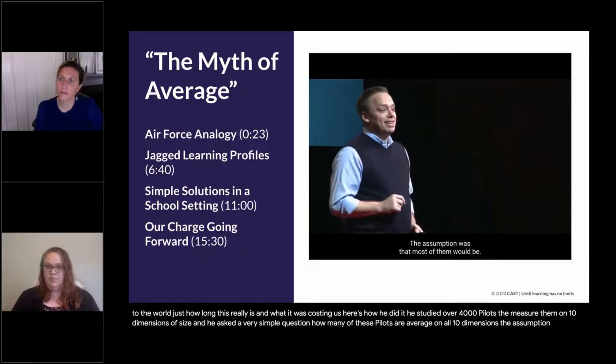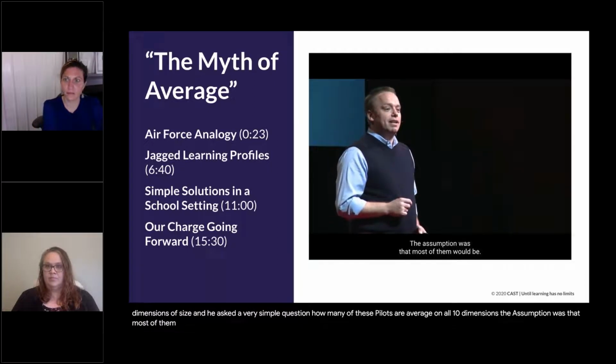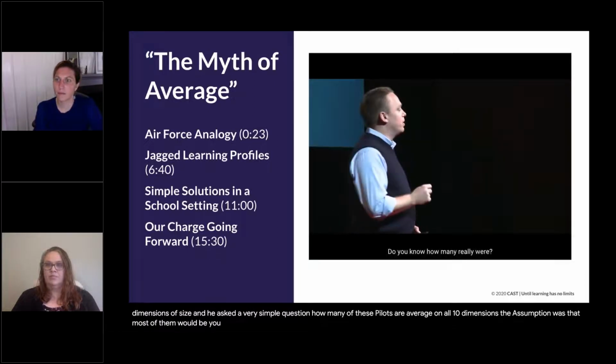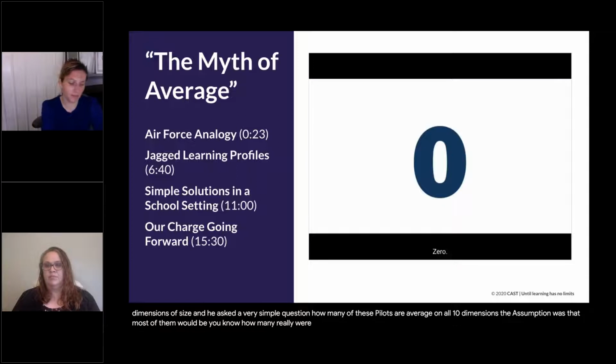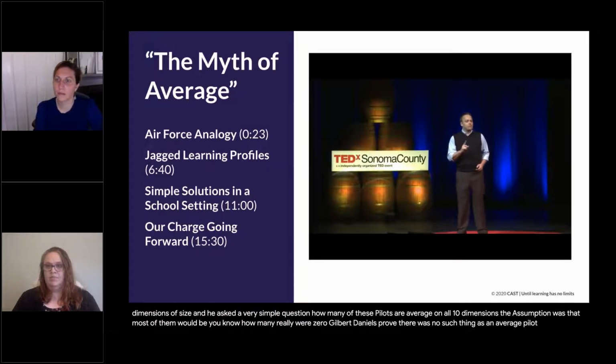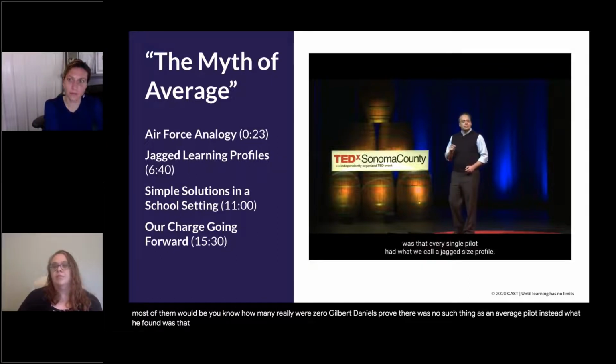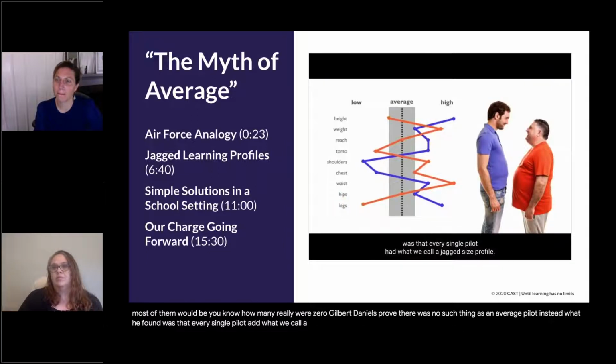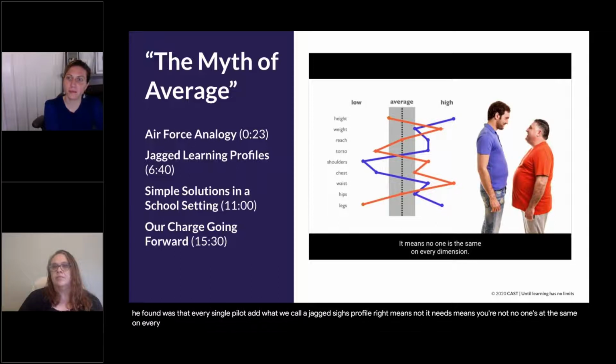The assumption was that most of them would be. Do you know how many really were? Zero. Gilbert Daniels proved there was no such thing as an average pilot. Instead, what he found was that every single pilot had what we call a jagged size profile, right? No one's the same on every dimension.